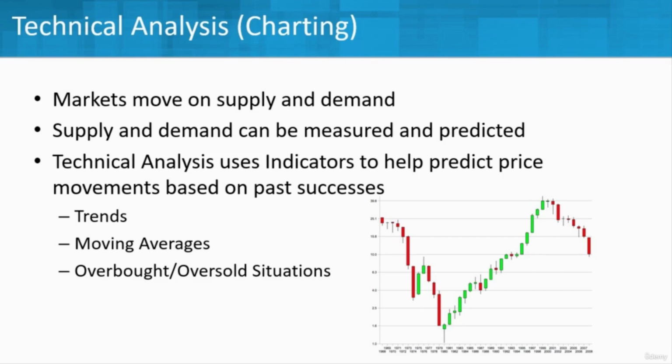Technical analysis uses indicators or tools to help predict price movements based on the past successes of these indicators or tools that are being used. And really what you're looking for is trends. Are prices headed in a certain direction, maybe an uptrend? Are they headed in a downtrend? Are they moving up and down or sideways? So you're really looking at trends.